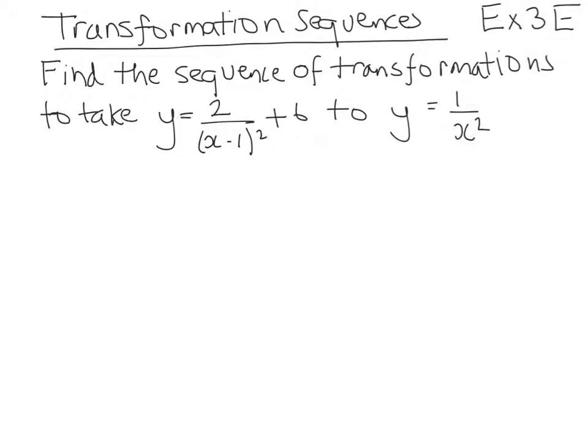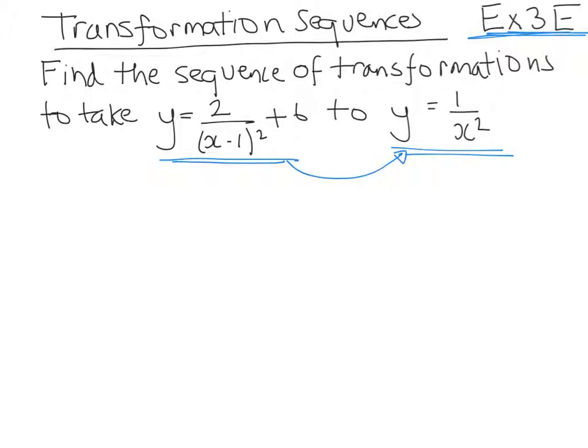Hello everybody, this is a presentation that I'm making on transformation sequences from exercise 3E, and this is for my Year 12 students. So what I aim to do is here we have a graph, and here's another graph. Now this graph is transformed into this graph. What are the sequence of transformations that have gone to get this from here to here?